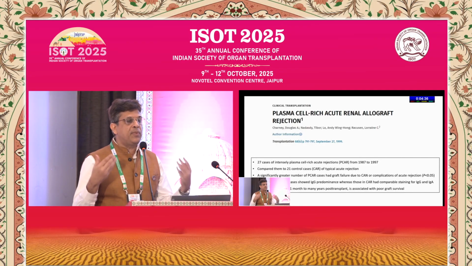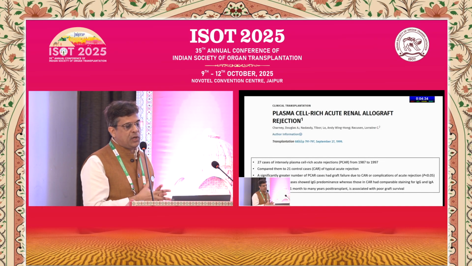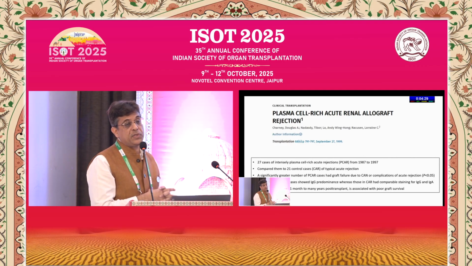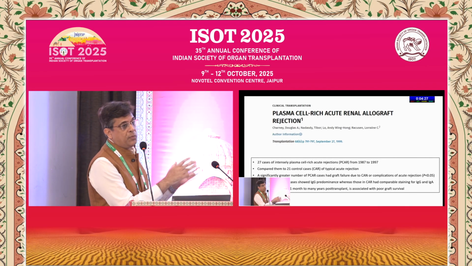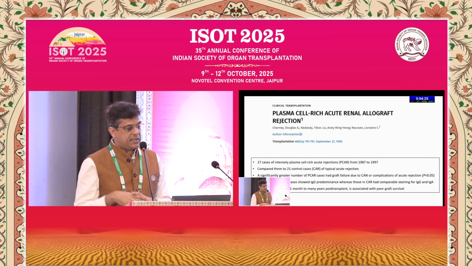And it was still some time before the term plasma cell rich acute allograft rejection came into vogue. This was great work from Lauren Racusen and her team. They did a retrospective study of 10 years, and they figured out a cutoff.